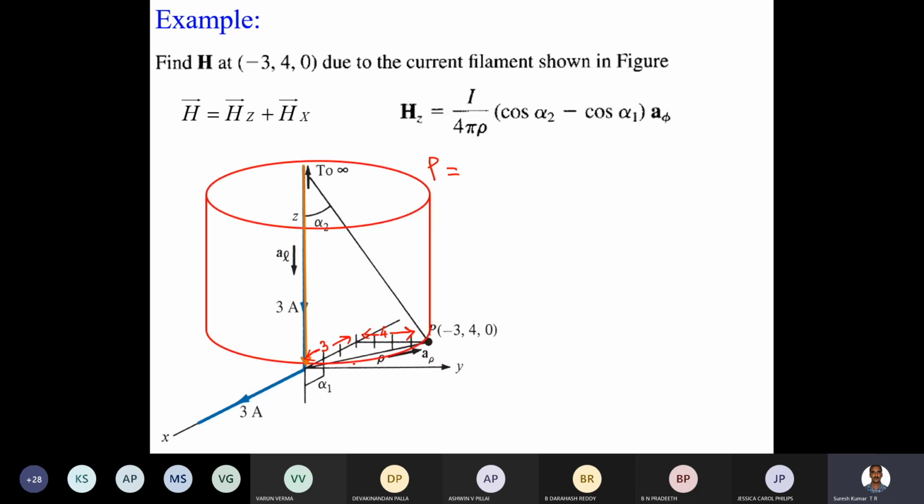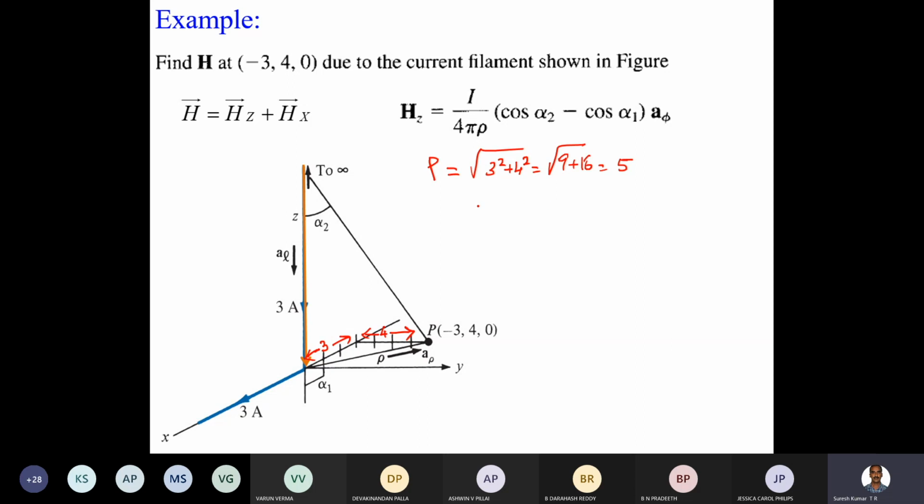Here you are taking a cylindrical coordinate system, right? So the surface of the cylinder should pass through the observer. What should be the radius of the point P? The radial distance of the point P should be square root of 3 square plus 4 square, that's 9 plus 16, so it's 5. If you have this cylinder, let me remove it. Now, what is alpha 2?